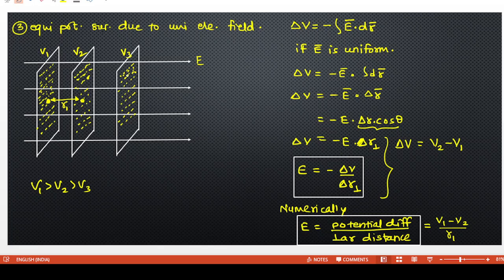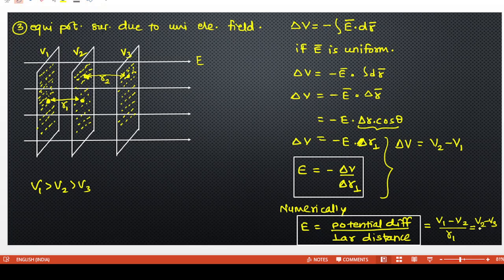Or suppose any point on this surface has potential V3, any point on this surface has potential V2, and the perpendicular distance between these two surfaces is, let us say, R2. Then also you can write potential difference upon distance. Here, because you are finding the answer numerically, you will not say final minus initial. Here you will say higher minus lower. You are just finding the magnitude of electric field. So higher is V2, lower is V3, upon the perpendicular distance between the two equipotential surfaces. What is that? R2. The distance is R2.